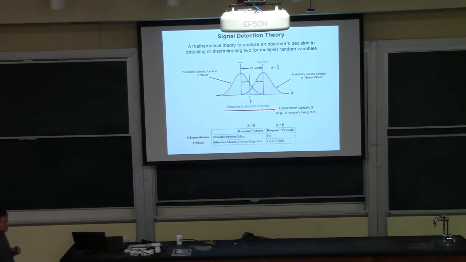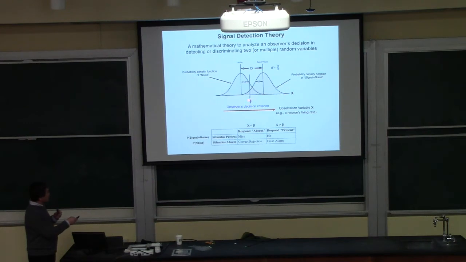So what are the consequences? Suppose these are the two distributions the brain operates on, and you observe this variable, for example a neuron firing. You decide that when the firing X equals beta, you make this decision. There are two situations: one is noise alone, the other is noise plus signal. The brain doesn't know which; no one told the brain to stay here. So the situation with the stimulus present is this, and absent is this. Once you set a beta, you can make a decision.